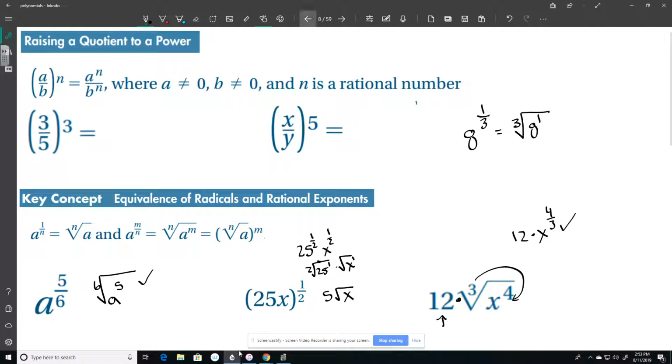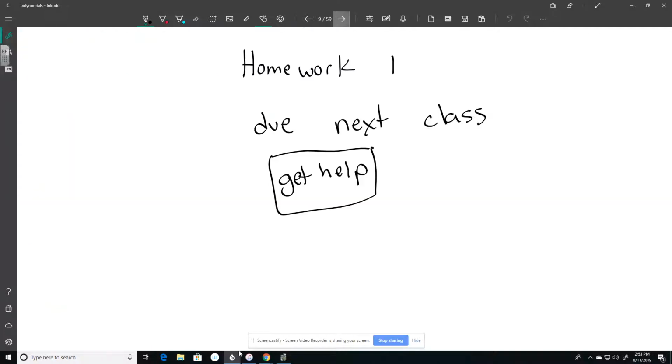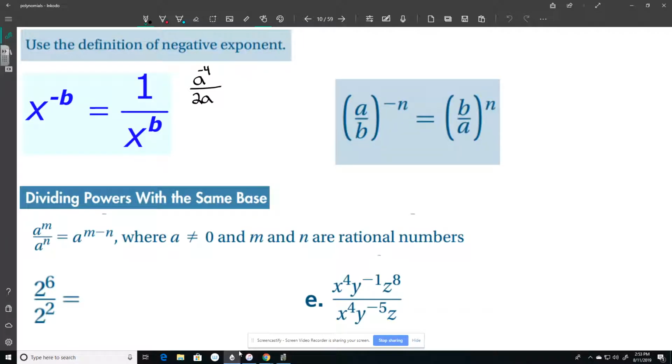So those are all equivalent. So, a few examples. You'll see a lot more on the homework. But let's move on to a new rule. Use the definition of a negative exponent.